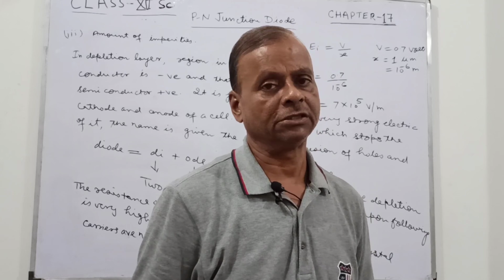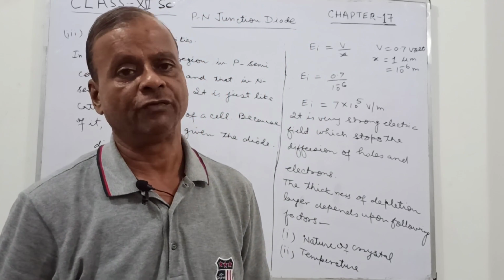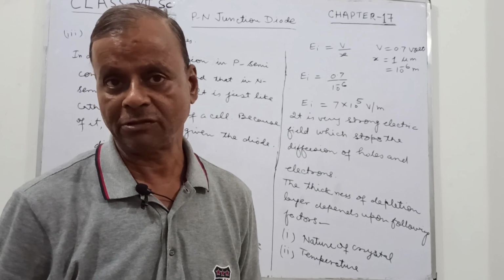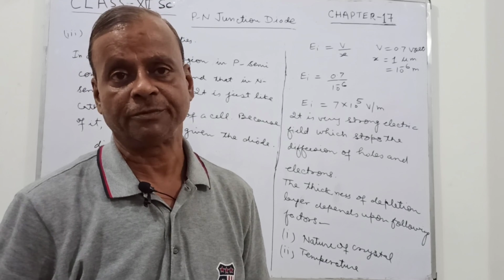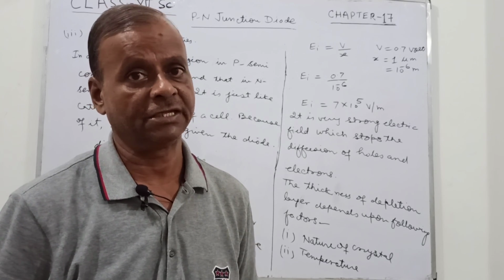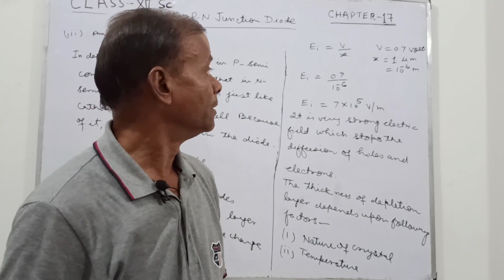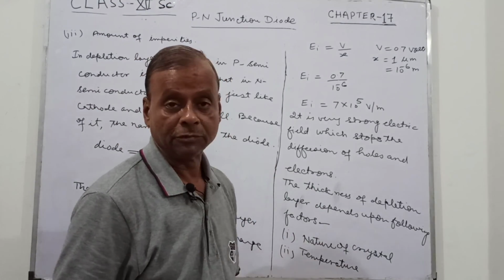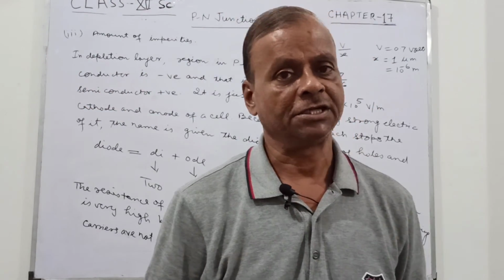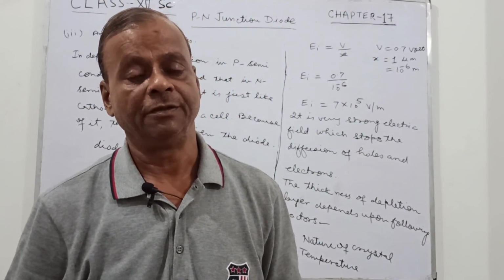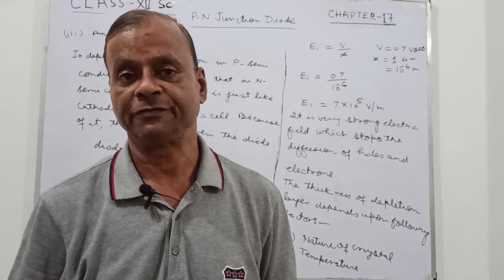So this is the formation of the PN junction diode, why it is given the name diode, and why it is called the junction, that I have told you. Also the thickness of the depletion layer depends upon the factors that I have told you here. So you all read this, watch this video and study. It is very important from the point of view of your exams and also the competitive exams.